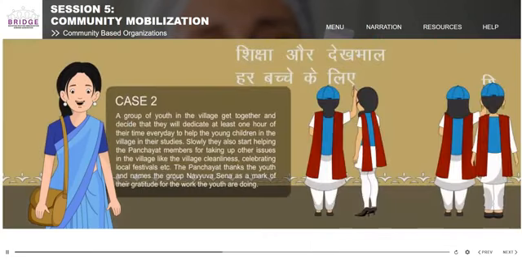Another example. A group of youth in the village get together and decide that they will dedicate at least 1 hour of their time every day to help the young children in the village in their studies. Slowly, they also start helping the panchayat members with other issues in the village like village cleanliness, celebrating local festivals, etc. The panchayat thanks the youth and names the group Navyuva Sena as a mark of their gratitude for the work the youth are doing.